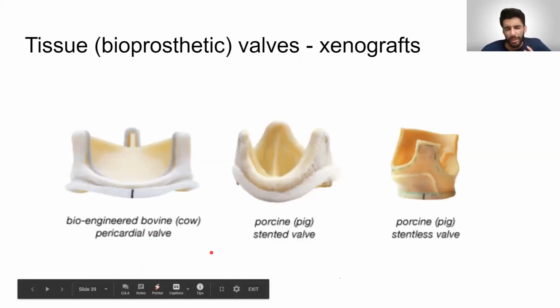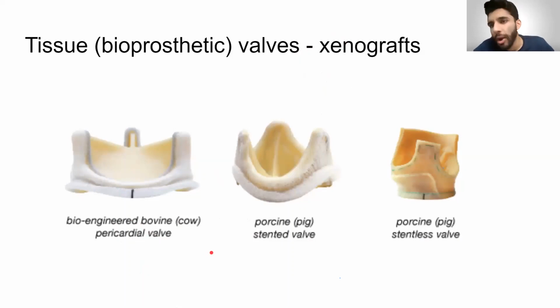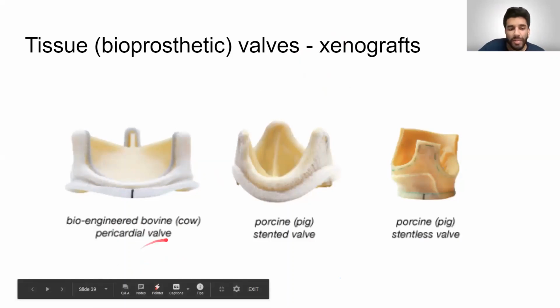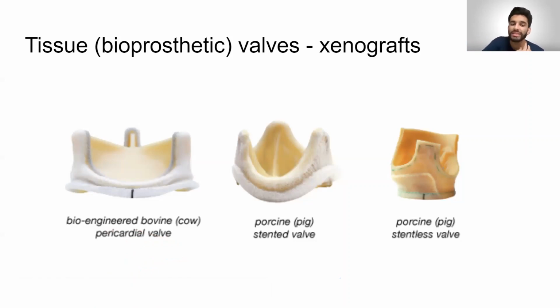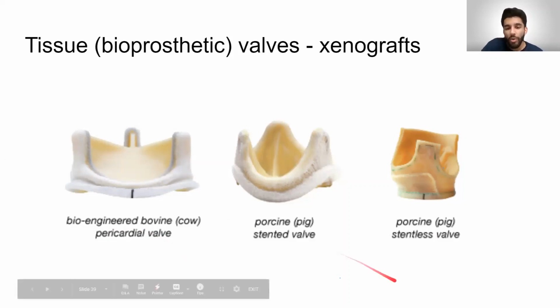Because again, when we think about it, what are important properties that a valve needs to have? A valve needs to open and close properly. They need to be elastic. They need to be responsive to blood. And these are all properties that other tissue in the heart can have. So the pericardium is a tissue layer that's around the heart. Once a cow dies, we can harvest its heart, and we can take the pericardium, the tissue around the heart, and we can construct it into a valve.